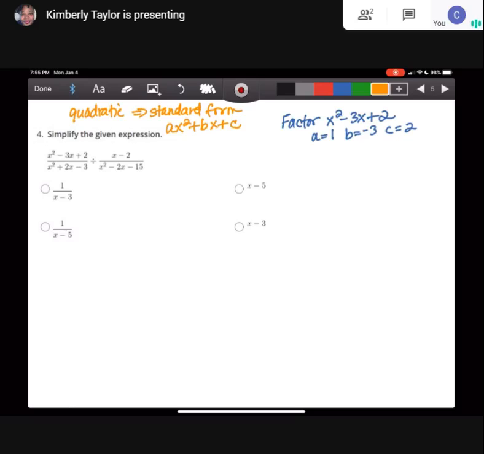So if you're looking at the standard form, you have to identify your a, your b, and your c. Okay, so that's what I did here. My a was 1, my b was negative 3, and my c was a positive 2. So it takes on the same format.